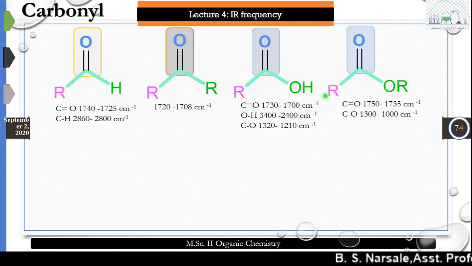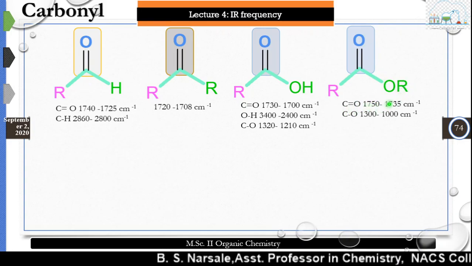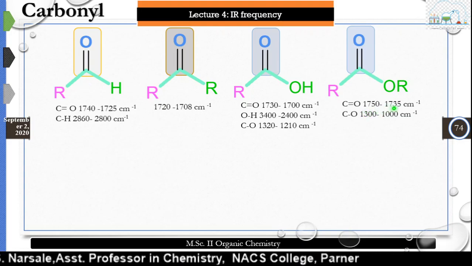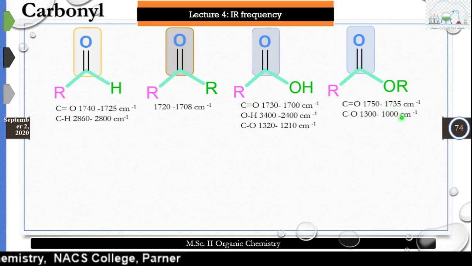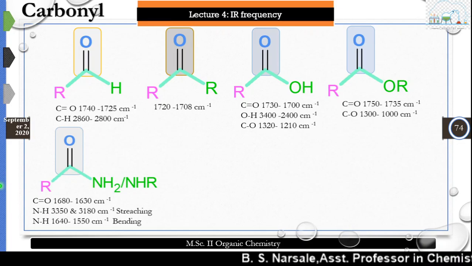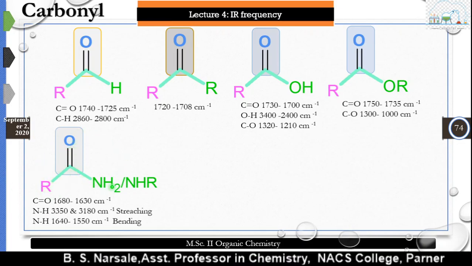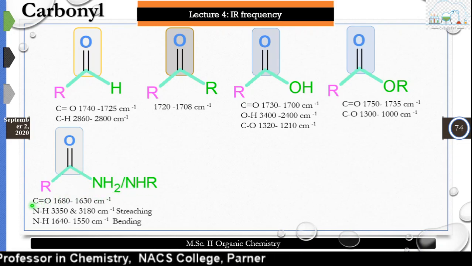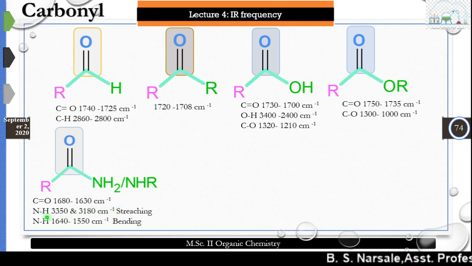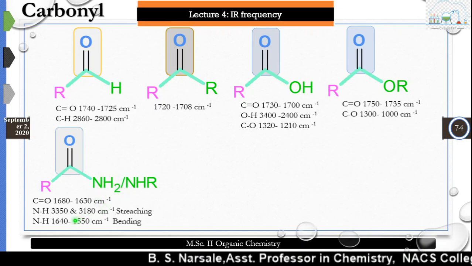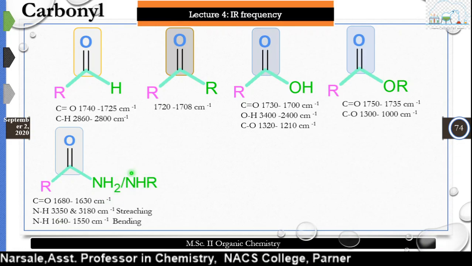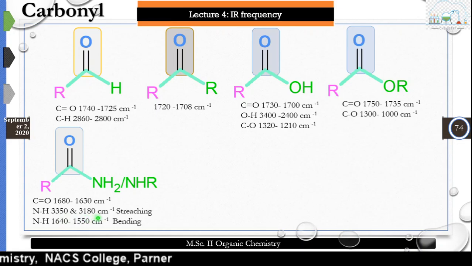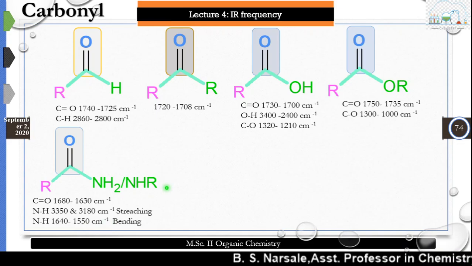Again, the ester molecule is C double bond O-OR. Here the carbonyl is higher, that is 1750 to 1735 centimeter inverse, and the carbon-oxygen bond stretch will be 1300 to 1000 centimeter inverse. Next one is the amide molecule, R-C double bond O-NH2, primary amide or secondary amide. We have the carbonyl stretching frequency ranging from 1680 to 1630, and the NH group has two stretching frequencies for NH2 and one stretching frequency for NH, that is 3350 and 3180 centimeter inverse, and a bending vibration at 1640 to 1550 centimeter inverse will be found.